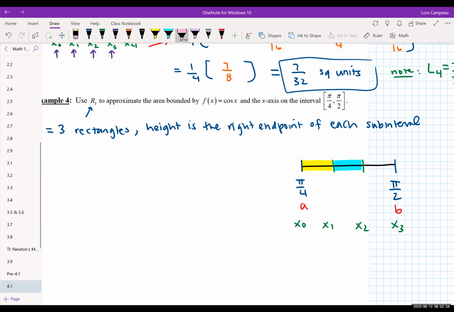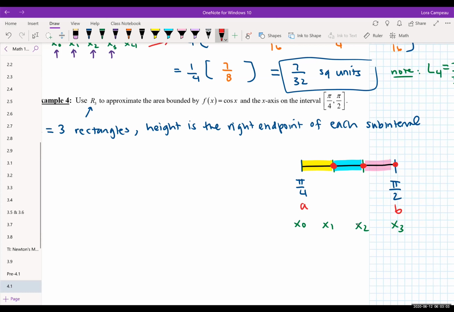I have 3 different subintervals. Who would the right endpoint be? In the yellow subinterval, we have x sub 1. The right endpoint in the teal subinterval is x sub 2. And the right endpoint in the pink subinterval is b, pi/2. So those are the numbers that I should be plugging into my function.